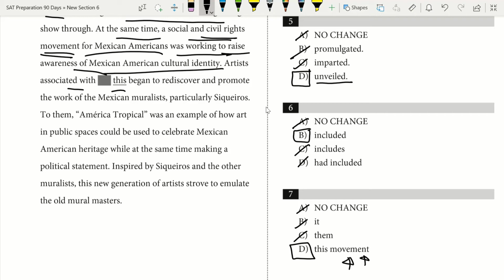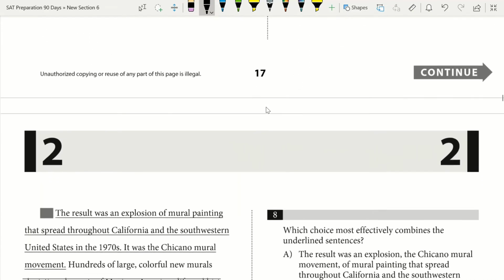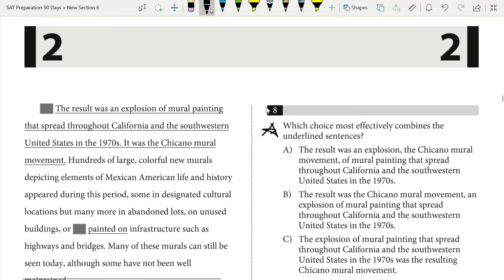All right, moving down, we got to them. American Tropical was an example of how art in public space could be used to celebrate Mexican American heritage while at the same time making a political statement. Inspired by Siqueiros and other muralists, this new generation of artists strove to emulate the old mural masters. All right, I'm asked to combine these sentences, so I'll read through them, try to come up with an idea of my own answer here.